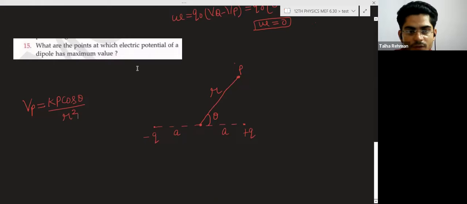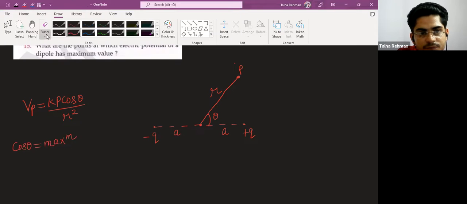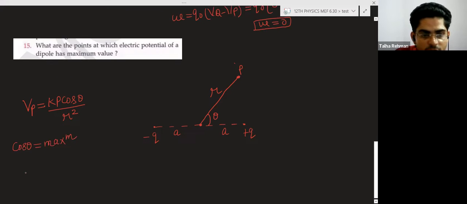So at point P, the potential is k p cos theta by r square. K is constant, dipole moment is constant, this distance remains constant, and we have to find the value of potential. At what point will the potential be maximum? Maximum means this cos theta should be maximum. So what is the maximum value of cos theta?